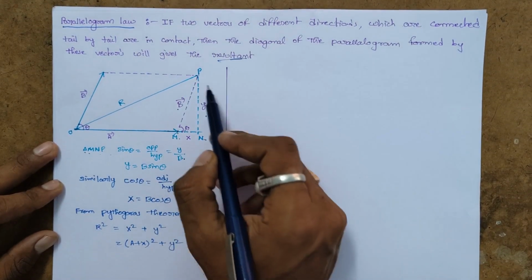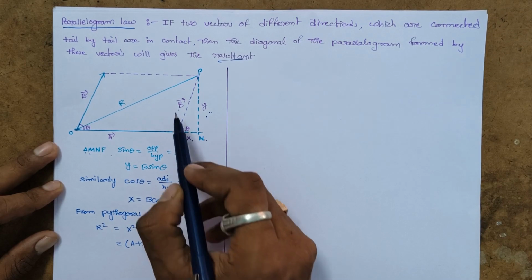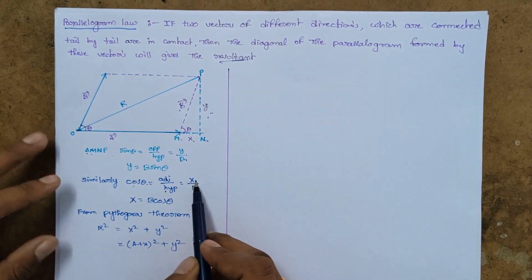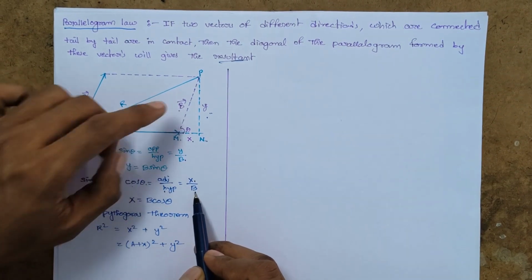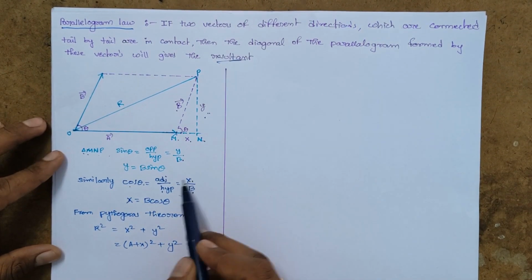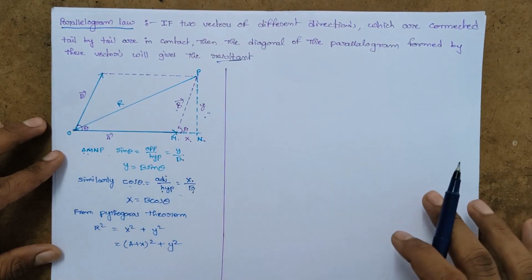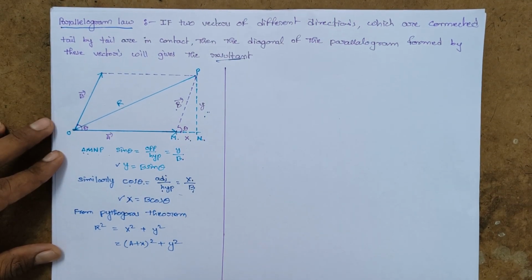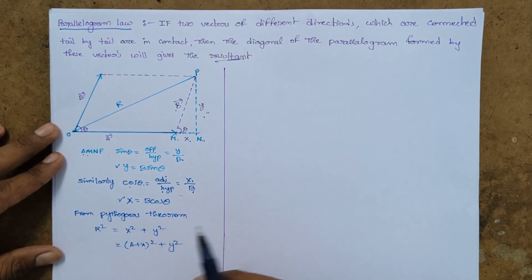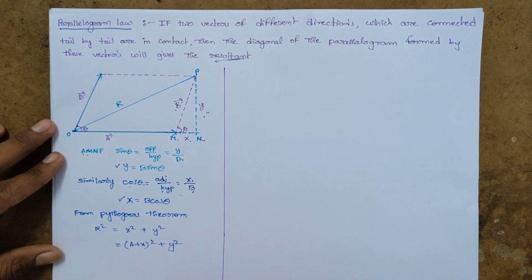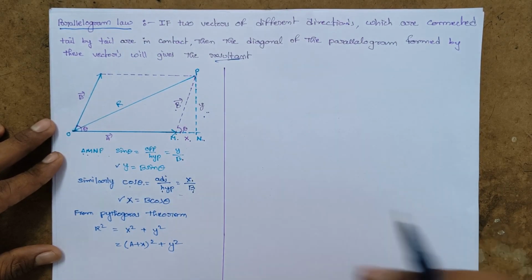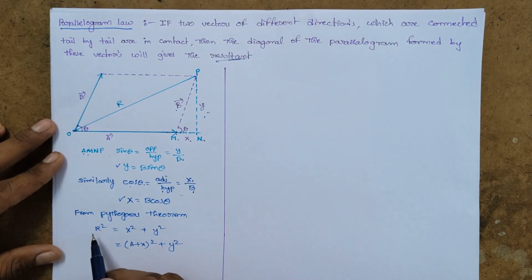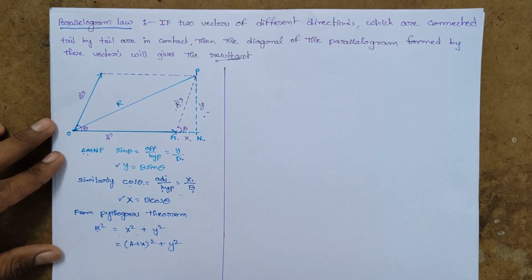Again from the same triangle, cos theta means what? Adjacent side by hypotenuse. Adjacent side is x, hypotenuse is b. From this, x is equal to b cos theta. Now we know the y component as well as the x component. So I am going to use the Pythagoras theorem. We know that r square is equal to a square plus b square, but here a and b are two vectors. So let us assume r square is equal to x square plus y square.